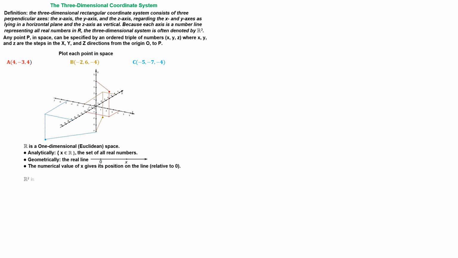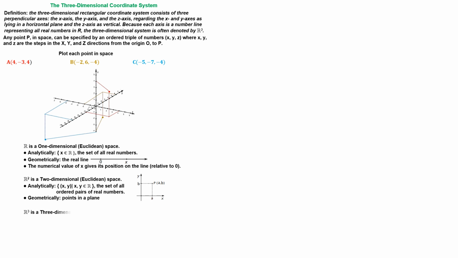R2 is a two-dimensional Euclidean space. Analytically, it is the set of all ordered pairs of real numbers. Geometrically, it is points in a plane. R3 is a three-dimensional Euclidean space. Analytically, it is the set of all ordered triples of real numbers. Geometrically, it is points in space.